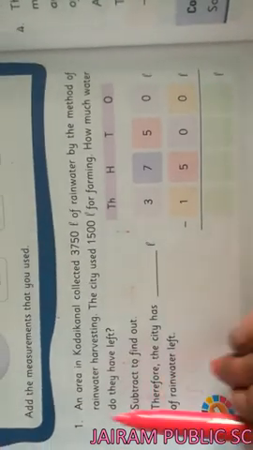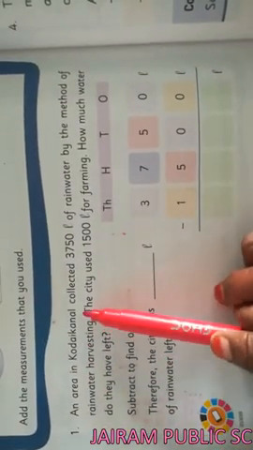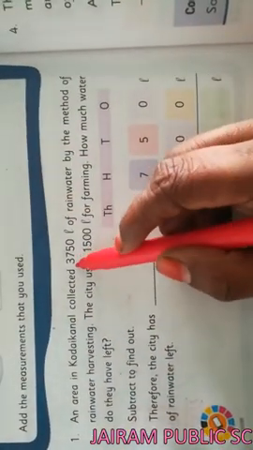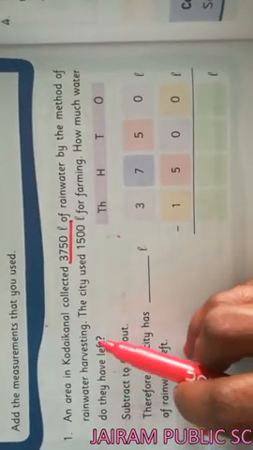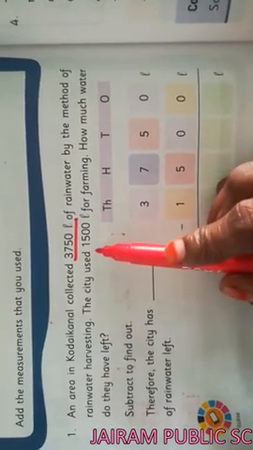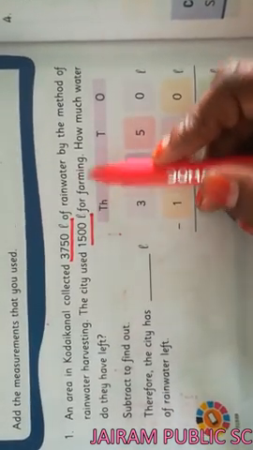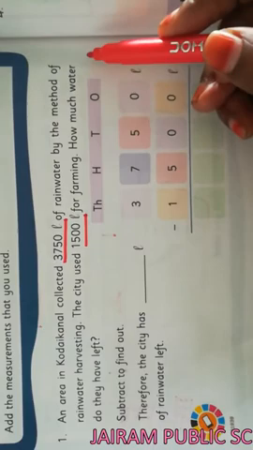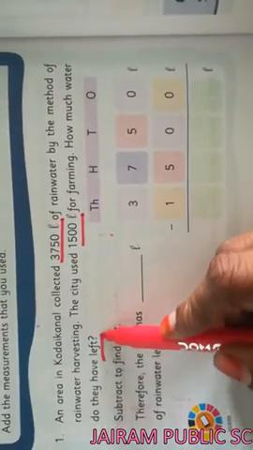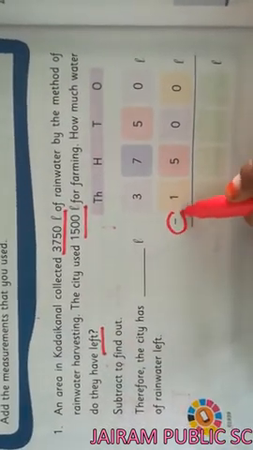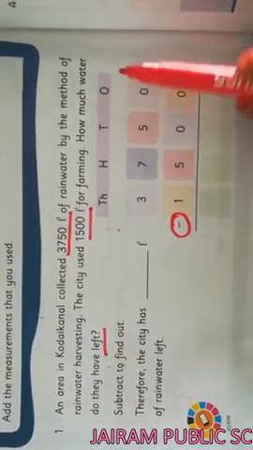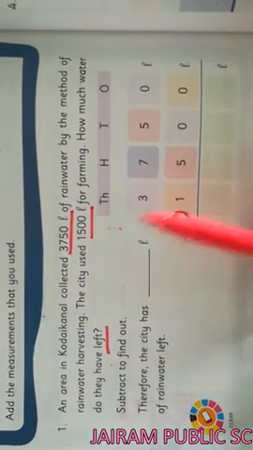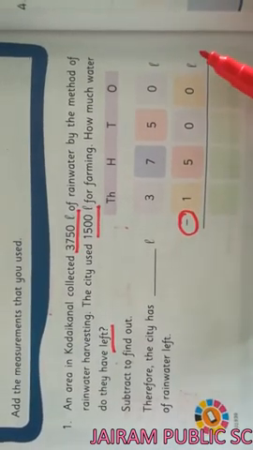Next, we will move on to the word problem. First question. An area in Kodaikanal collected 3750 liters of rainwater by the method of rainwater harvesting. The city used 1500 liters for farming. How much water is left? Left means we have to use the operation subtraction. For that we have to use place value, and we have to write the numbers in the place value correctly. Now we will start subtracting.